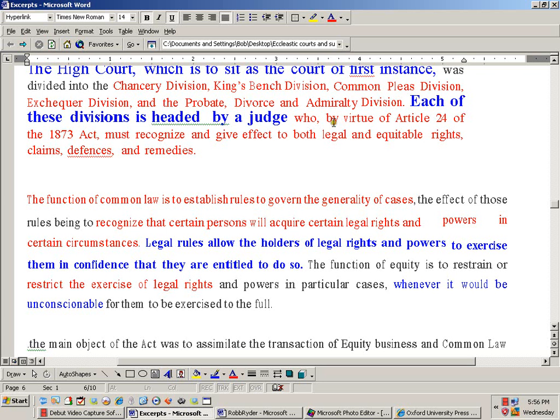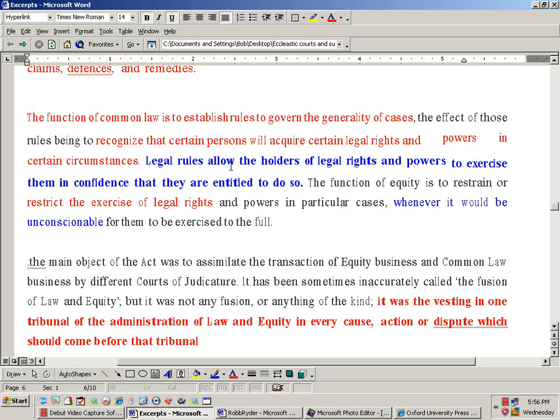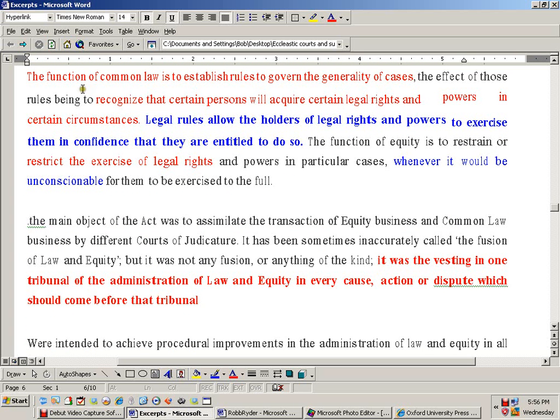And we know that by virtue of Article 24 of this Act, the court must recognize and give effect to legal and equitable rights, claims, defenses, and remedies. One of them is the Master of the Rolls. And that could be the same as our Registrar of Chancery, as far as that goes. They kind of have the same functions.